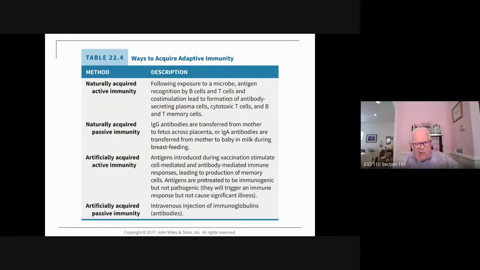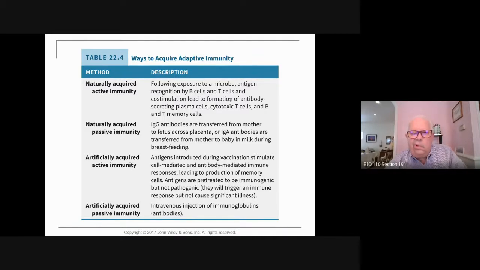So how do we acquire immunity? There are 4 ways to acquire immunity. Let's talk about it in the realm of COVID-19. 6 months ago, you were exposed to COVID-19. You got COVID-19. You were sick for a few days.